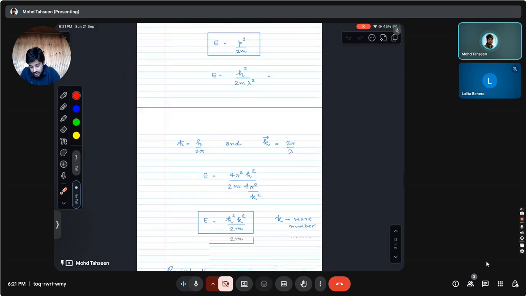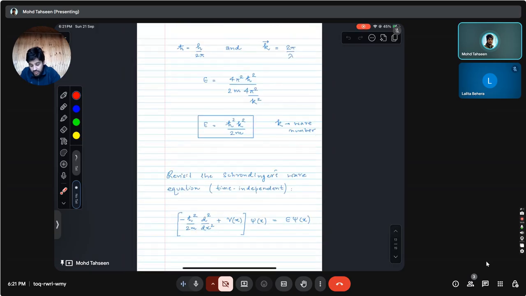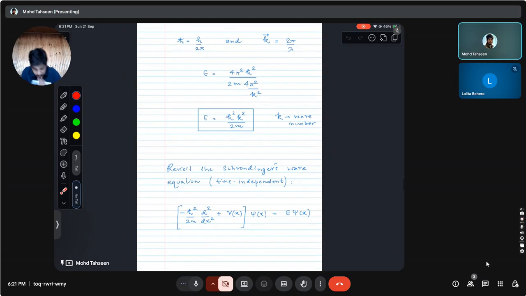And we found an expression for energy in terms of the reduced Planck's constant, h cross, which is equal to h by 2 pi. The k here is the wave vector corresponding to this de Broglie wave with which the electron is moving. M is the mass of the electron. Okay.